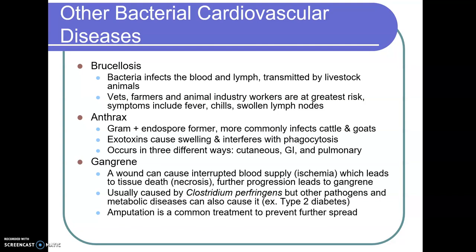The bacteria that usually causes this form of gangrene is called Clostridium perfringens. But there are certainly other pathogens that can lead to gangrene. And also something like type 2 diabetes, because of the way it interferes with the blood vessels and with the nerves, can also lead to gangrene. So the most common type is going to be the Clostridium perfringens. And usually the person has to get that part of their body amputated so that the infection does not continue to spread over more of the body.